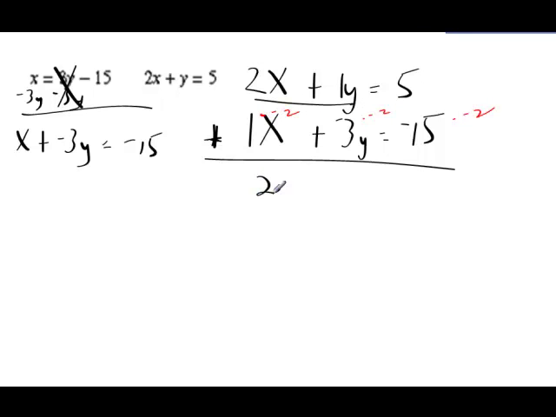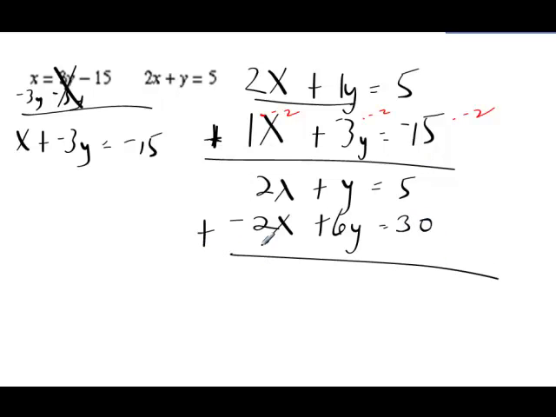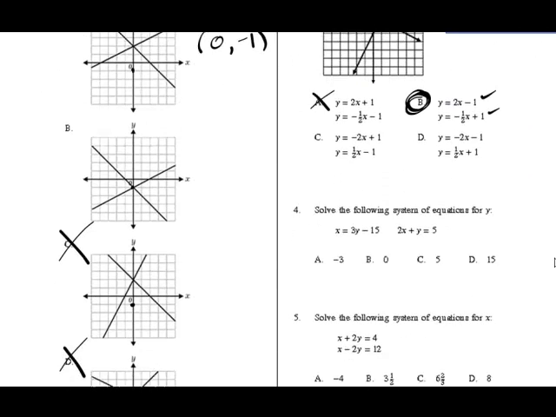So I have this equation, 2x plus y equals 5. And then my new equation is negative 2x, so there's my opposites, positive 6y, and positive 30. Okay, these cancel. So I'm left with 7y equals 35. So divide by 7, what's y? 5. So now let's go back and see if that's our only one. All right, and that's all we had to do. It didn't ask us for x and y, just y, and there it is.